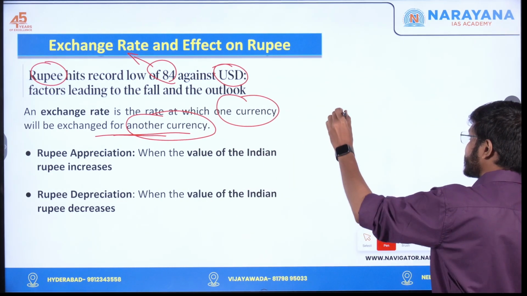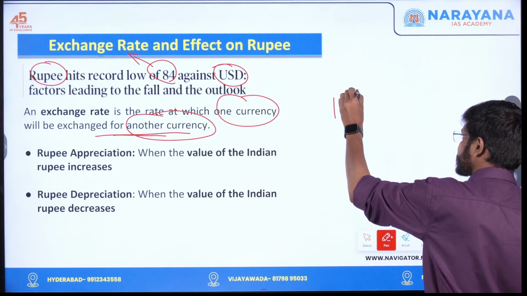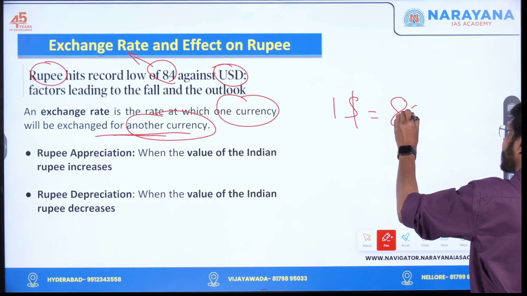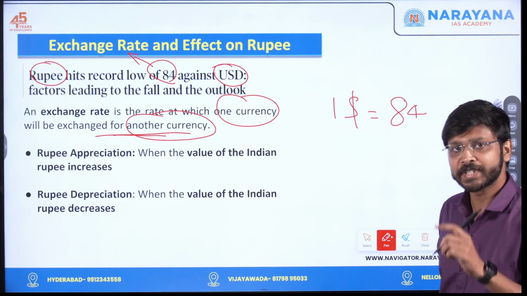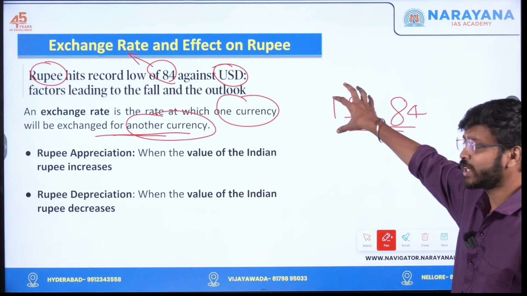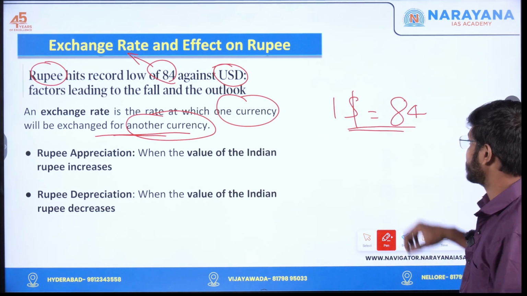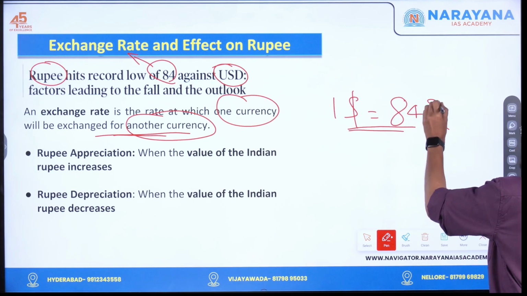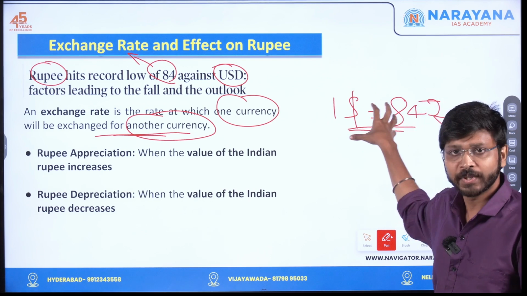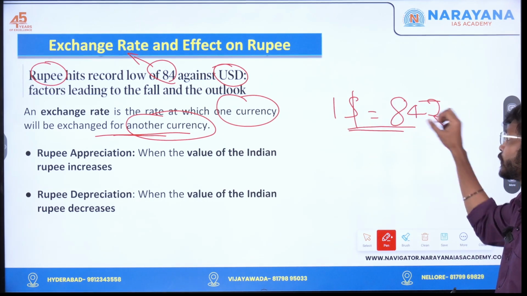As per the news, $1 is equal to 84. To be precise it is 84.07, but as of now we will take it as 84. So $1 is 84 rupees. This is the exchange rate of dollar with respect to Indian rupee.